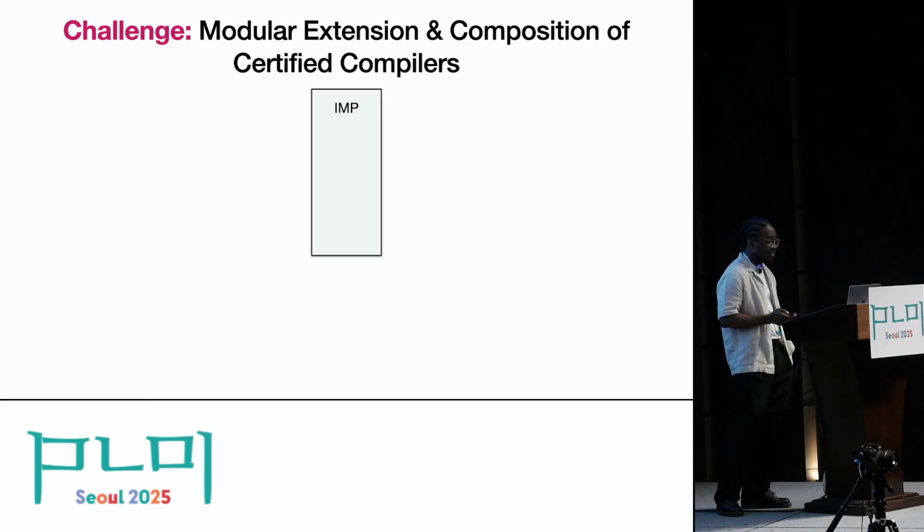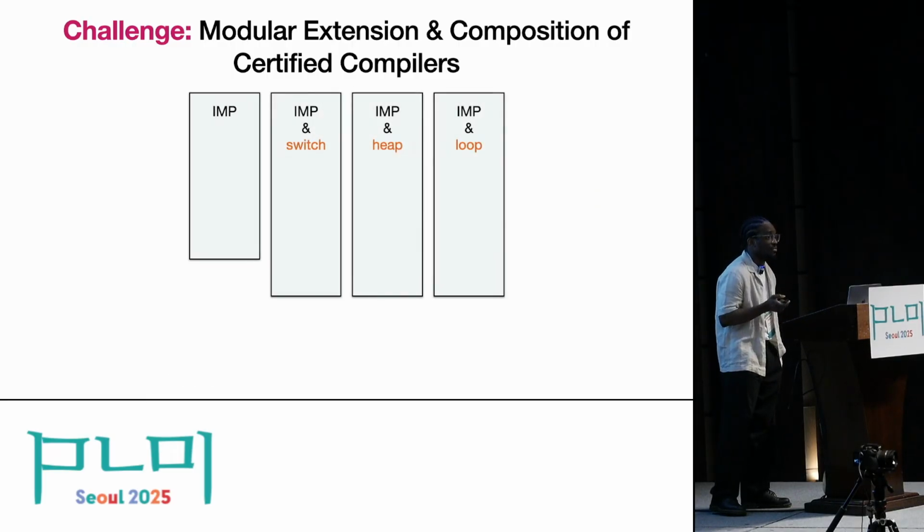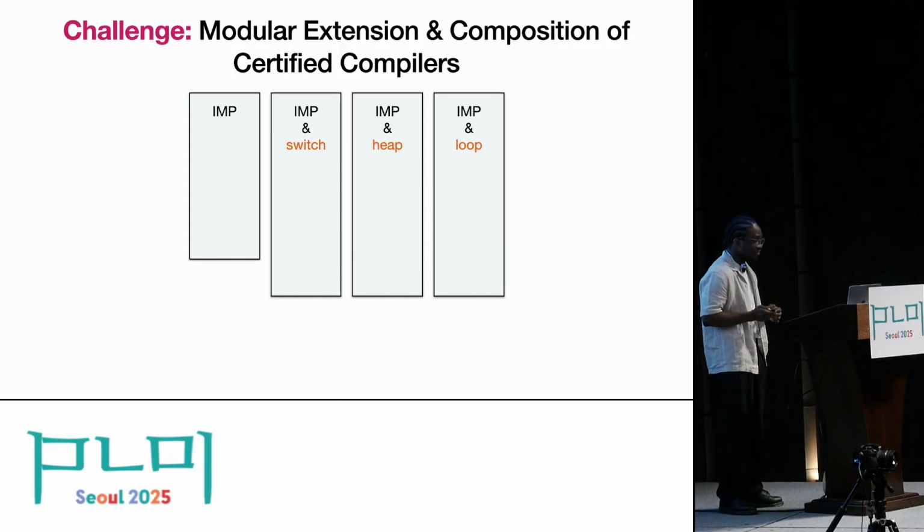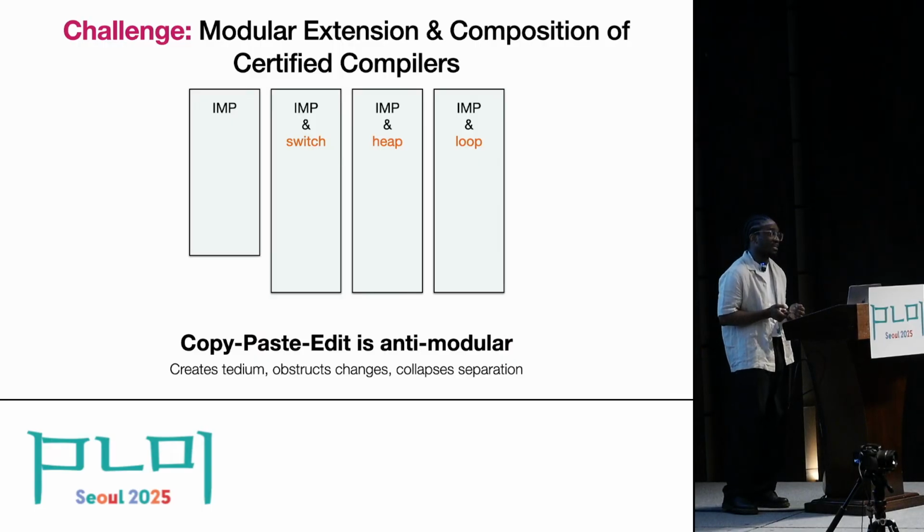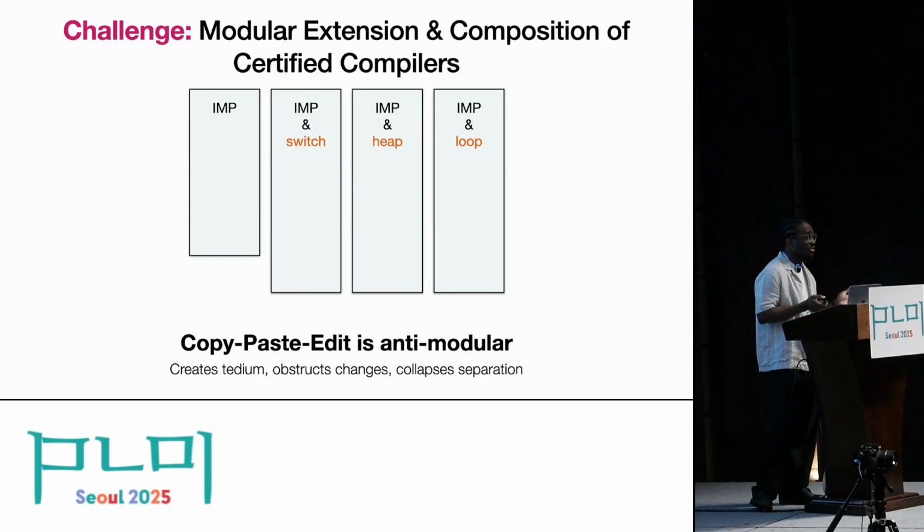Now the problem here is that when we want to extend IMP with new features, for example switch statements, loops, and heaps, we have to duplicate the code. And this copy and paste is antithetical to good engineering practices. It creates tedium, obstructs change, and collapses separation.